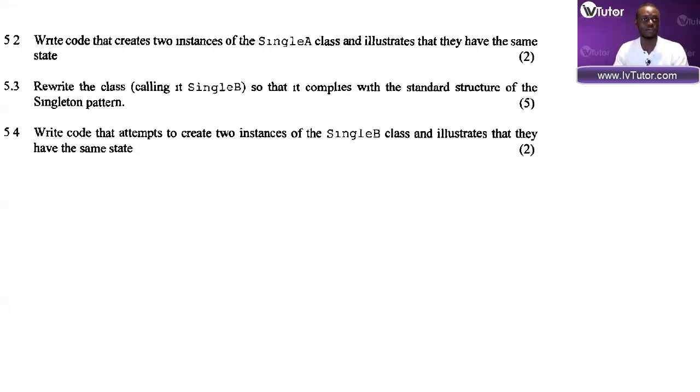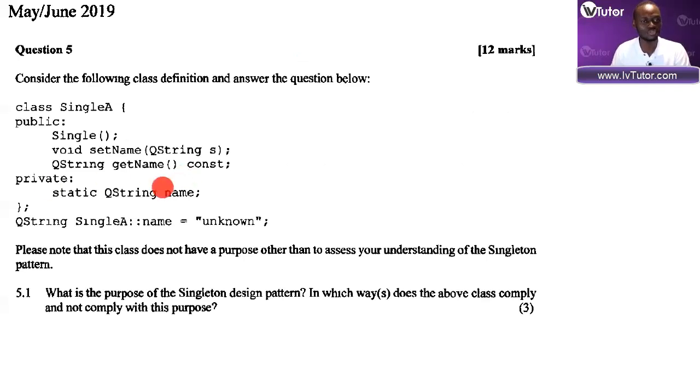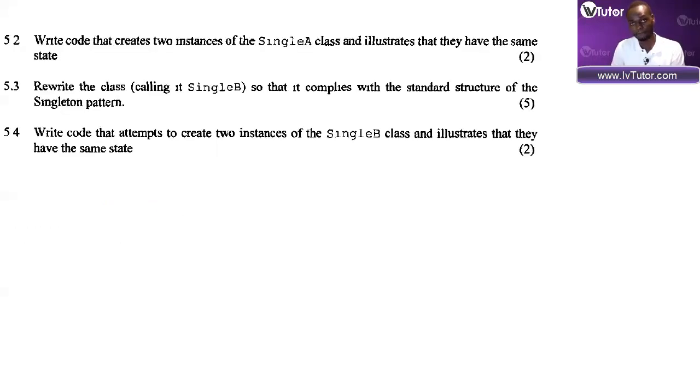Anyway, the next question then says, write code that creates two instances of SingleA class and illustrate that they have the same state. Whenever you talk about the state of a class, you're referring to the values of the data members under private. So you're saying make two instances and show that they've got the same value. In this case, yes, they would have the same value of name, not because it's Singleton, because it's static. This is not Singleton. This is just normal static variables, right? That's how they behave. That's how they work. So they are saying show that they've got the same state, just show that they've got the same name, right? So in this case, you're just demonstrating how you would do it.